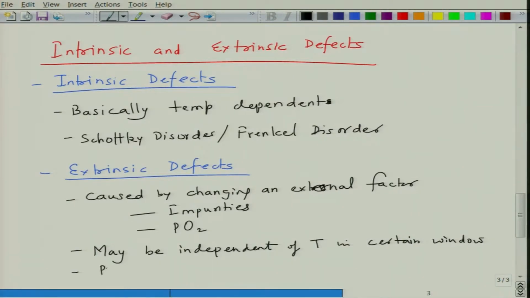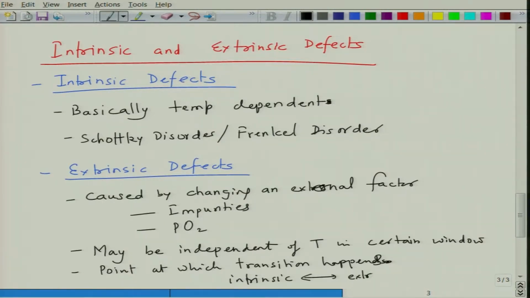So there is a point at which a transition occurs from intrinsic to extrinsic or extrinsic to intrinsic, depending upon how you look at it. So basically you say intrinsic to extrinsic, and this could be, for example, temperature. The temperature above which a solid will show intrinsic behavior, and below a certain temperature it will show extrinsic behavior. So, for example, let us take a case of two oxides.